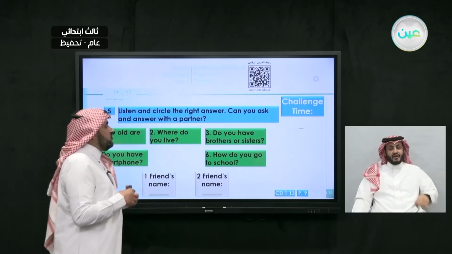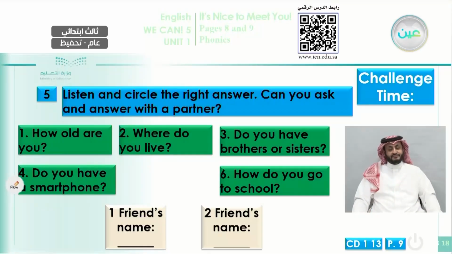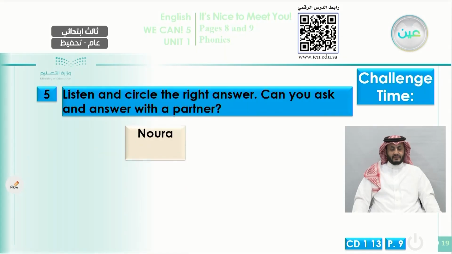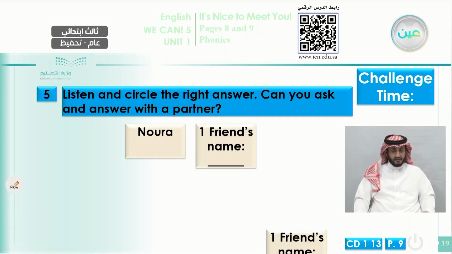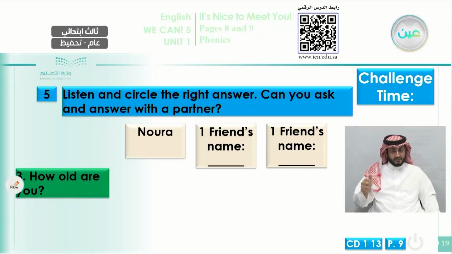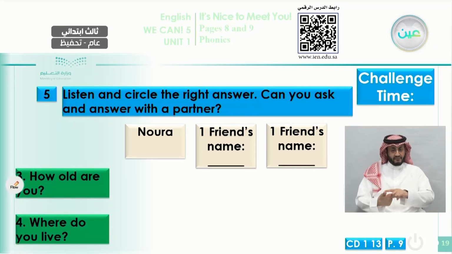Number 3, do you have brothers or sisters? Okay, you have brothers and sisters. Number 4, do you have a smartphone? And number 6, how do you go to school? Okay, you can ask and answer this question. You can make this conversation like these ones. Now there is a conversation between Noura and her friend, and they are asking the following questions. How old are you? And the other question here, where do you live?